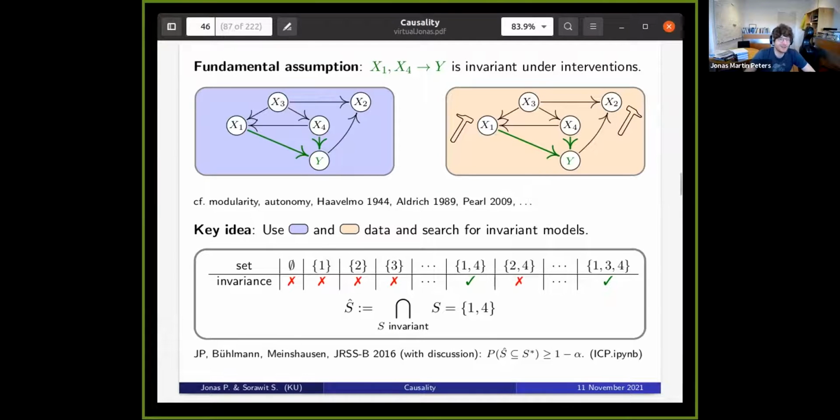Okay, are there any other questions? Or are there any questions, I should say? Yes, could you please give an example of how blue and orange data could be different?